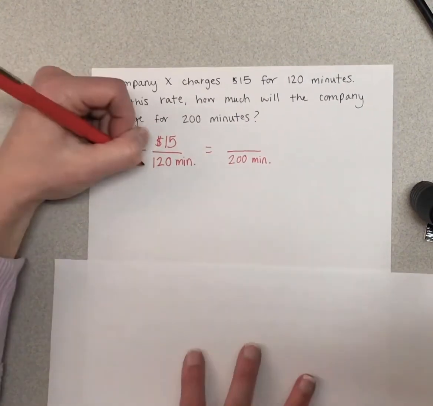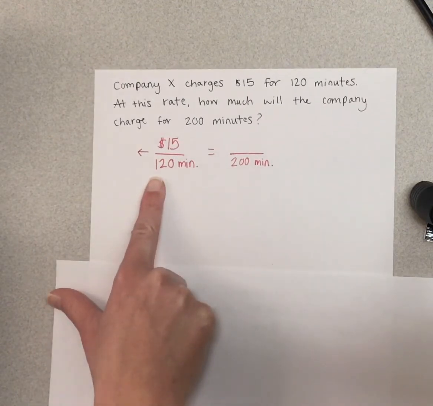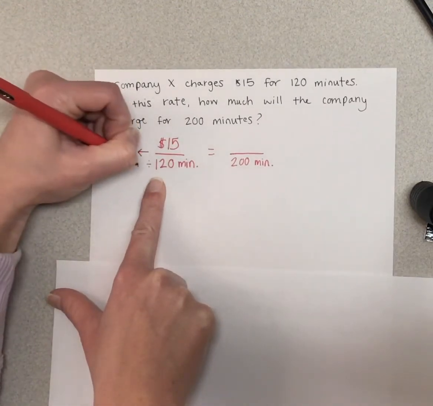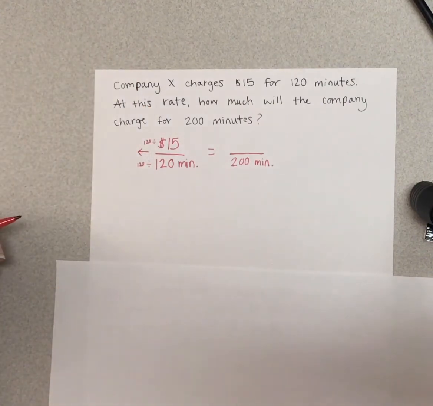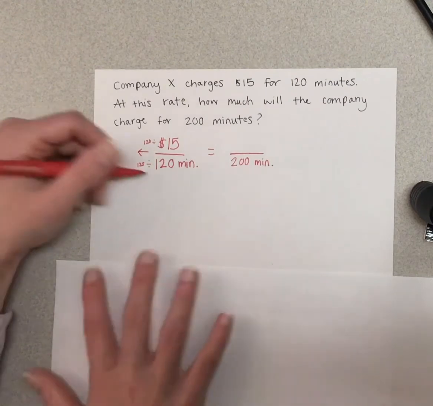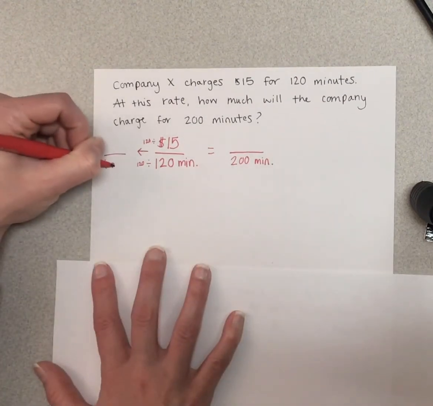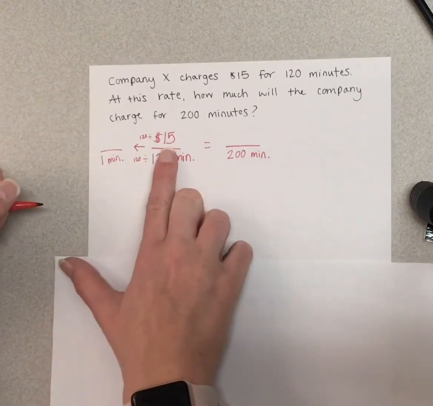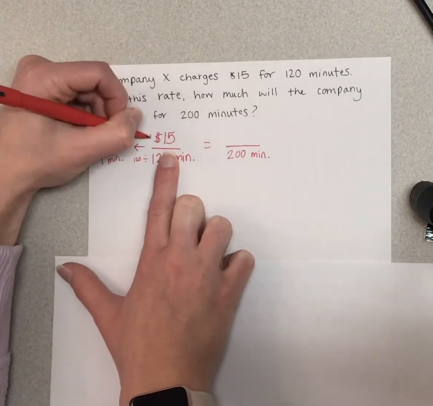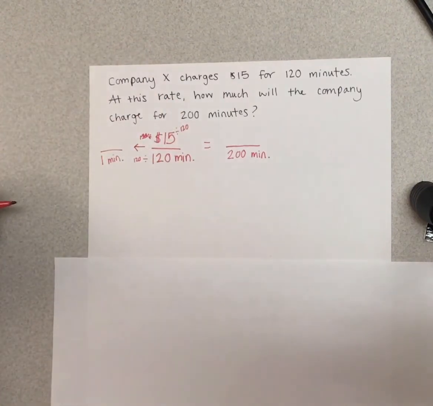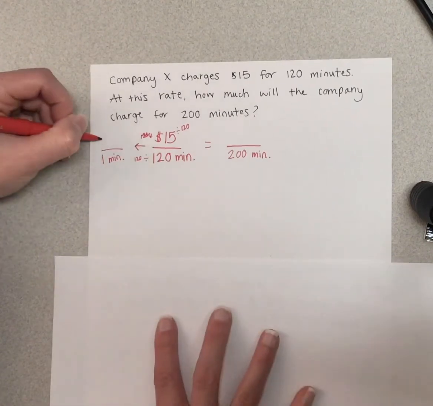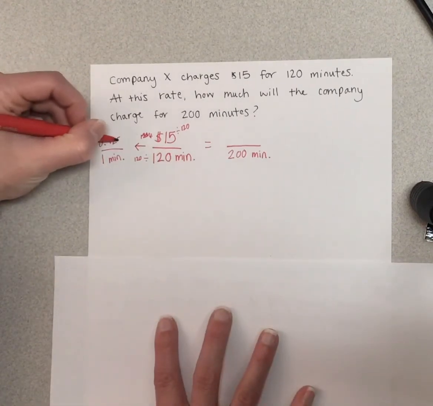And then once we know 1 minute, we can times that by 200 to figure out 200 minutes. So let's see what happens here. If I want to figure out what 1 minute is, I'm going to have to divide both of these numbers by 120 to get that unit rate of 1 minute. So let's try that. We have 120 divided by 120. That's going to give us 1 minute. Then we need to do 15 divided by 120. I probably should have written it this way. Okay, that's going to give me 0.125.